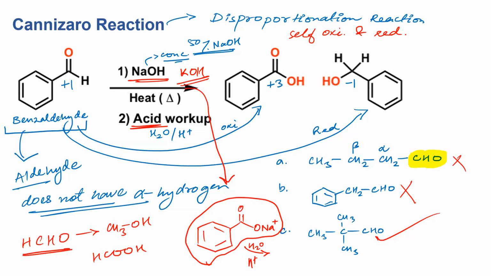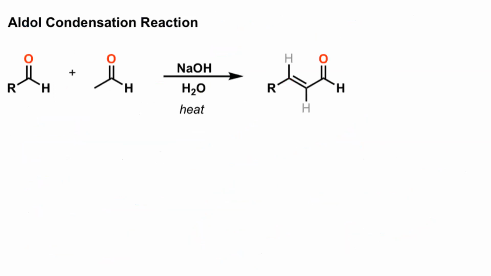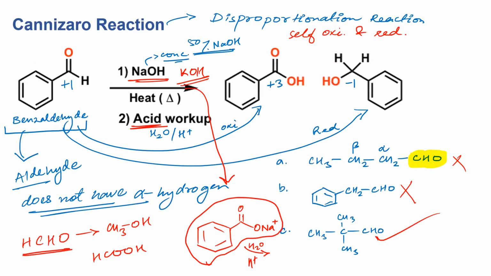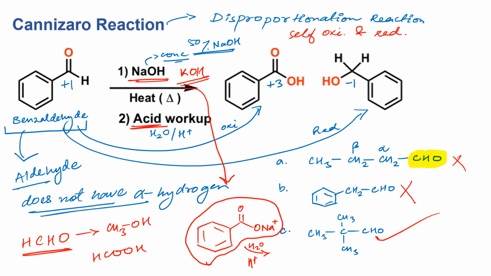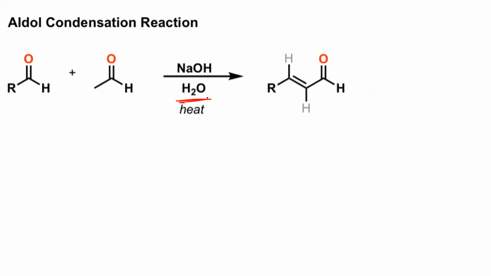So after Cannizzaro, there is another reaction which is like the opposite of Cannizzaro, but you have to remember it with Cannizzaro reaction only. The other reaction is aldol condensation. What is the similarity that you can see? We are using NaOH in both cases, heat in both cases, and acid workup, that is H2O, again as the workup.